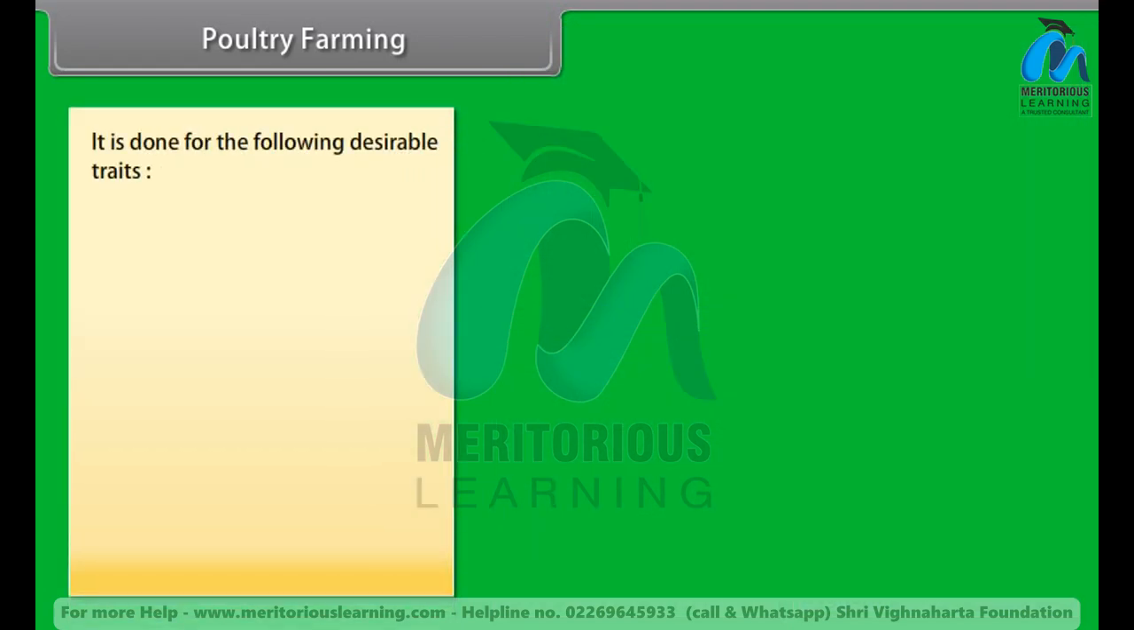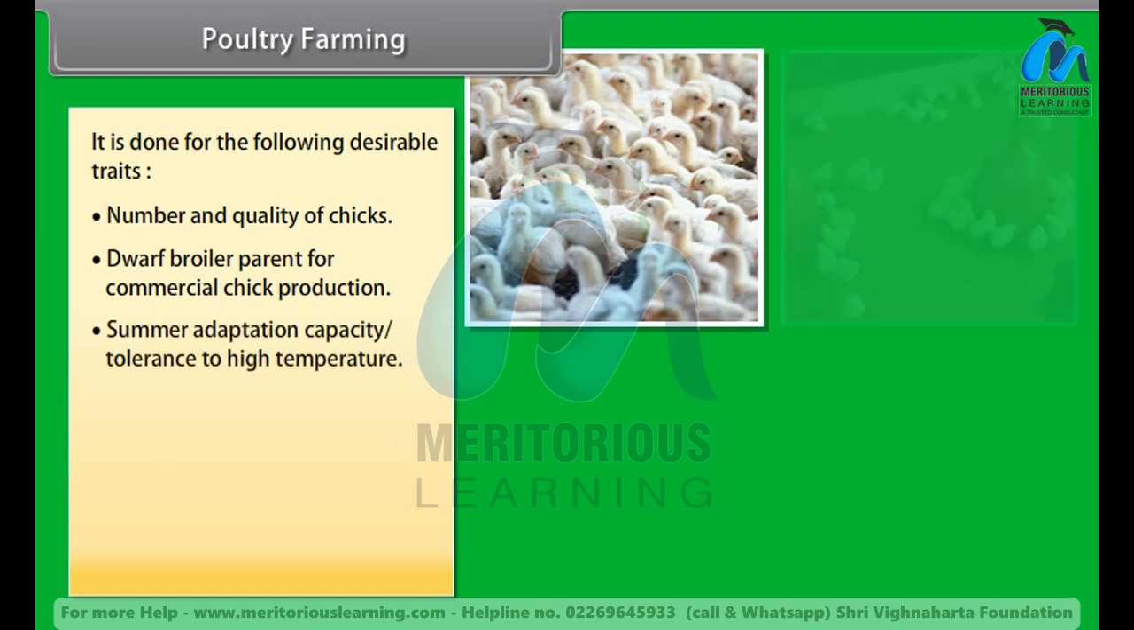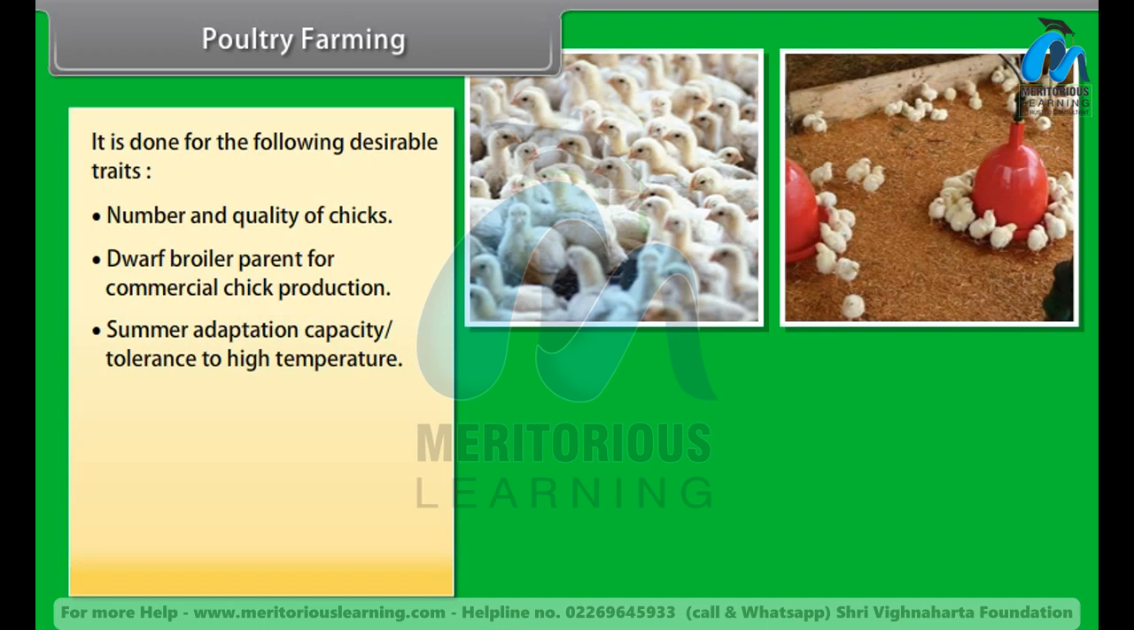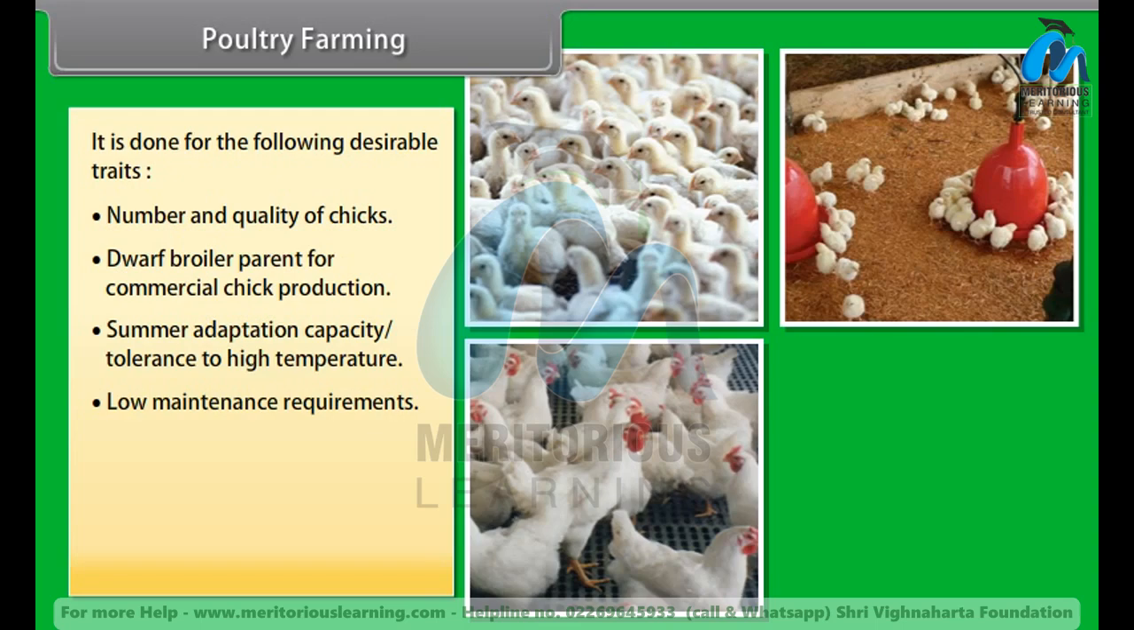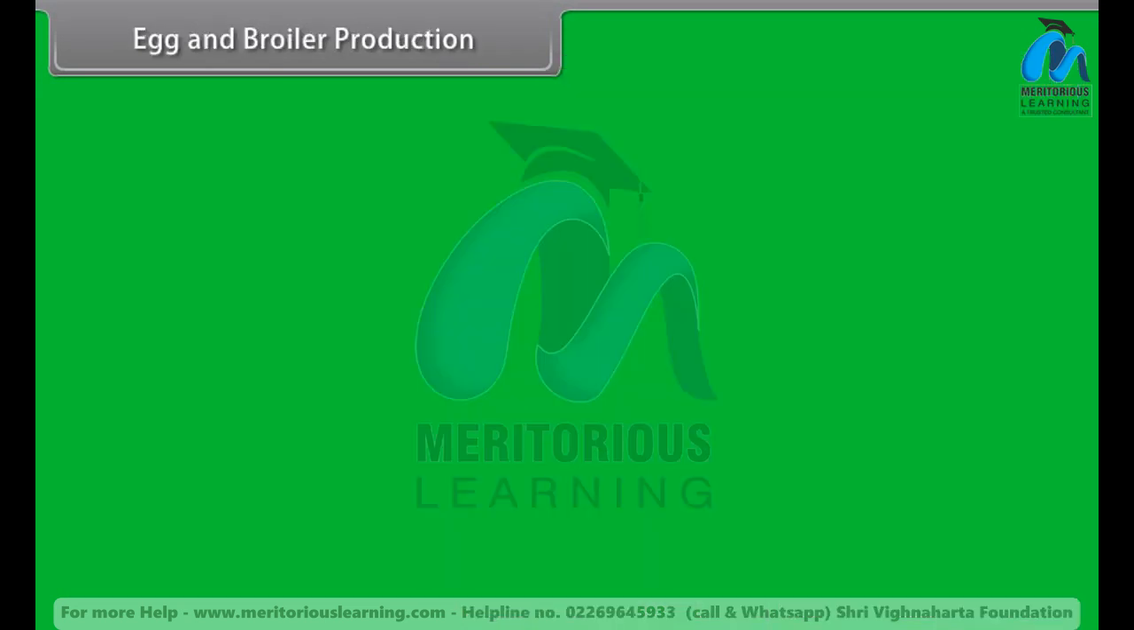It is done for the following desirable traits: number and quality of chicks, dwarf broiler parent for commercial chick production, summer adaptation capacity, tolerance to high temperature, low maintenance requirements, reduction in the size of the egg-laying bird with ability to utilize more fibrous, cheaper diets formulated using agricultural byproducts, egg and broiler production.